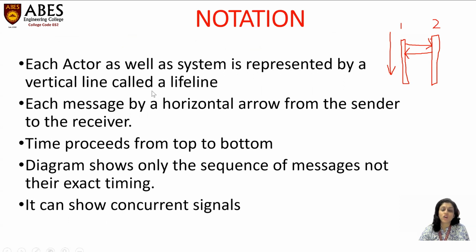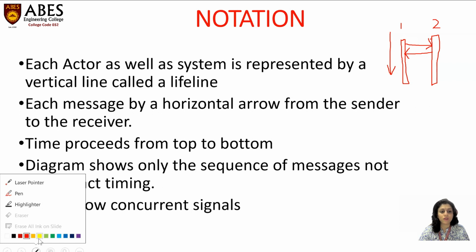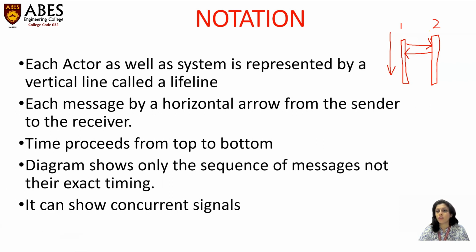Now, if I talk about the notations, in sequence diagrams we have vertical lines which are represented as lifelines. As we will see in further examples, these vertical lines will be shown. Suppose this is object 1, and there is one more object, object 2, which is being communicated with, and these two objects are interacting. So what are the lifelines of these two objects? These two objects exist for the whole lifeline.